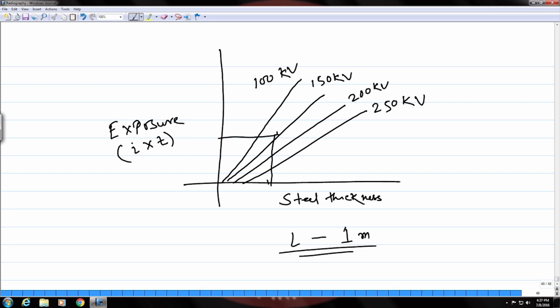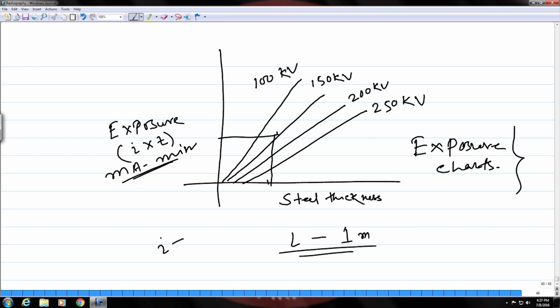So, this exposure could be in terms of milliamp minutes or milliamp seconds, and this tube current is already known. It is generally in the range of 5 to 10 milliamps for most of the machines. Once you know this, you simply divide this by the tube current, and from that you will get the time. So, this is how, based upon these exposure charts, you have to first decide the exposure time for a given material of a particular thickness.